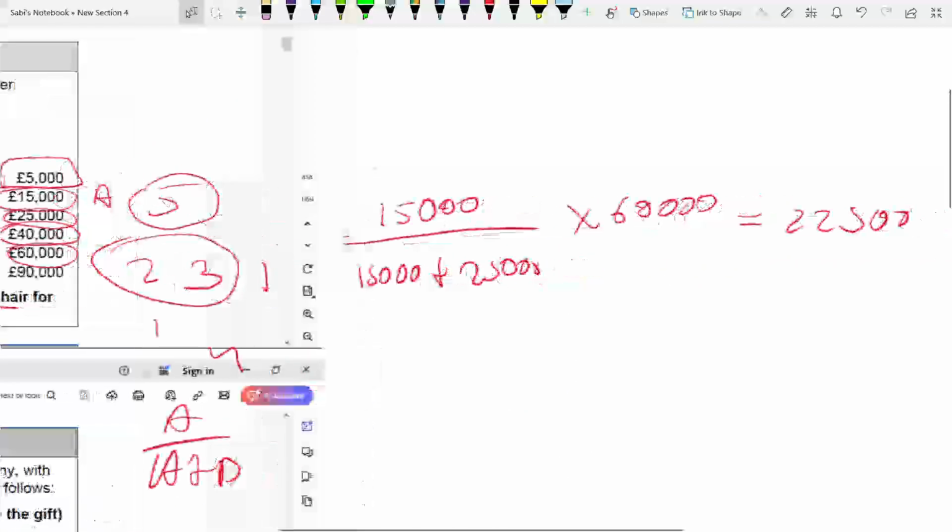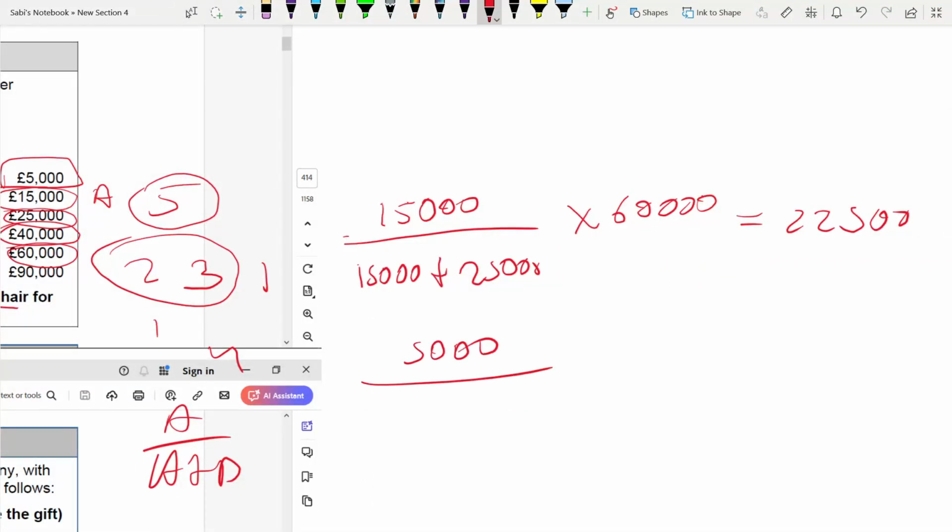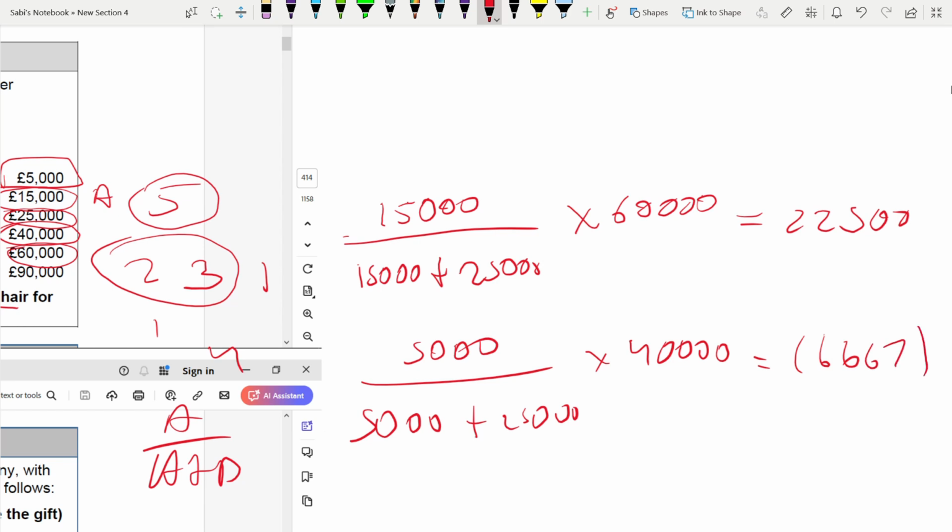So now Sarah will be having 1 chair. Value is 5,000. That means A is 5,000. The husband will be having 25,000 only, and this will be now 40,000 because there are 4 chairs in total, which is 6,667. So it is 15,833. This is the transfer of value.